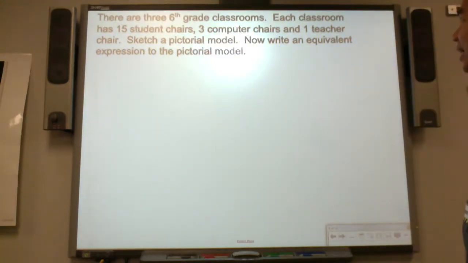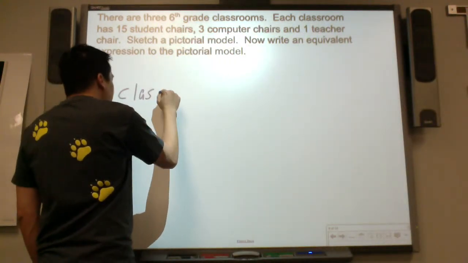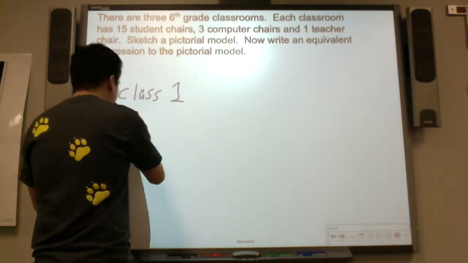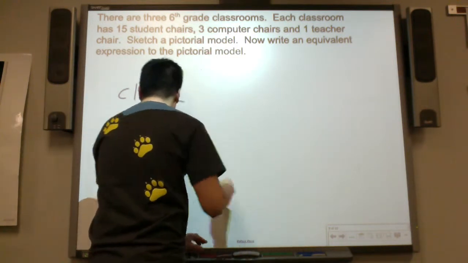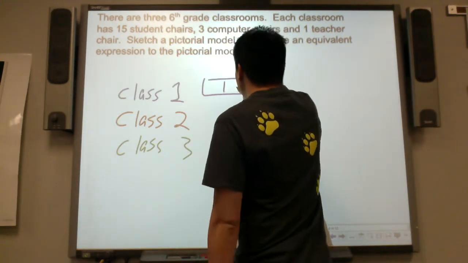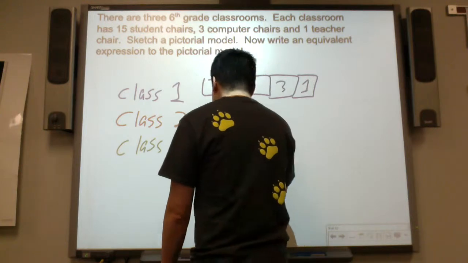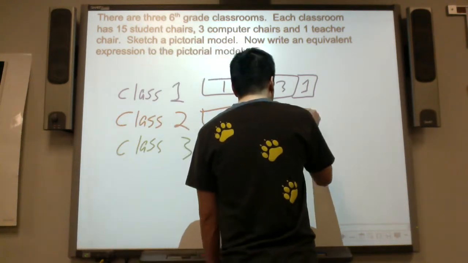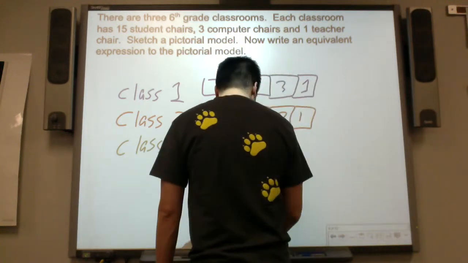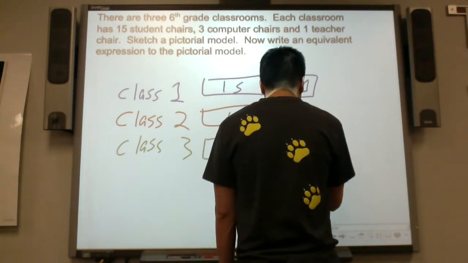There are 3 6th grade classrooms. Each classroom has 15 student chairs, 3 computer chairs, 1 teacher chair. Sketch a pictorial model. Now write an equivalent expression to the pictorial model. So there are 3 classes: Class 1, Class 2, and Class 3. In the first class, they have 15 student chairs, 3 computer chairs, and 1 teacher chair. In the second classroom, they have 15, 3, and 1. In classroom 3, they have 15, 3, 1.